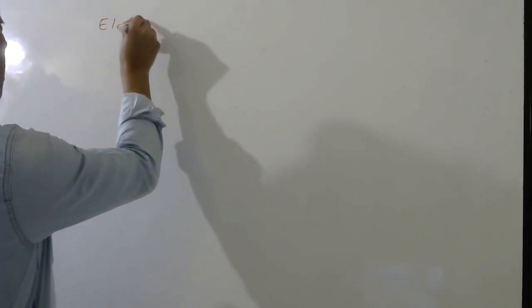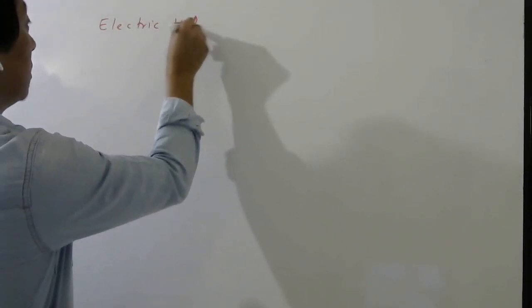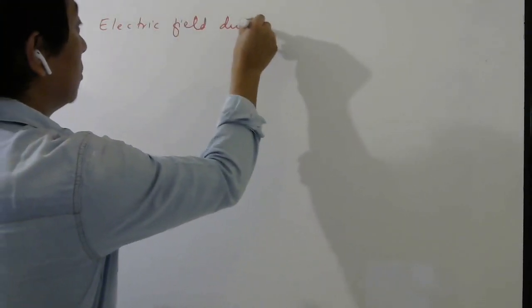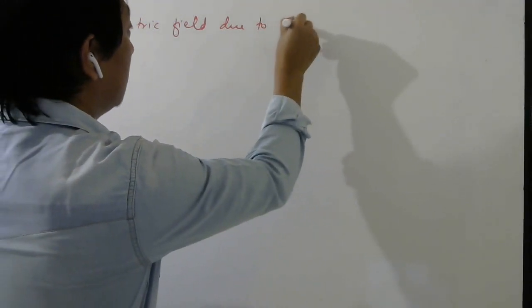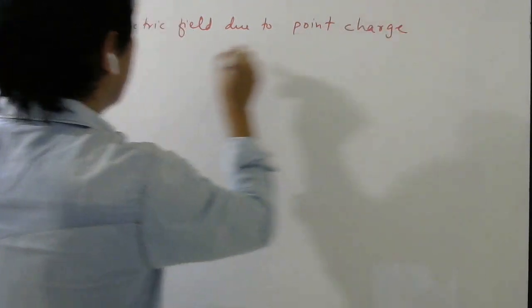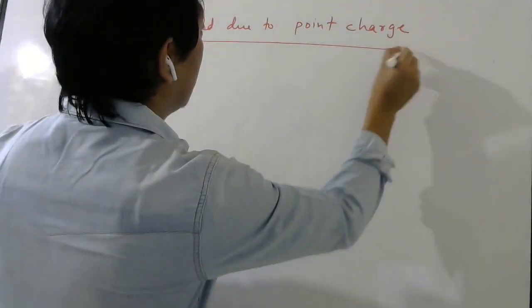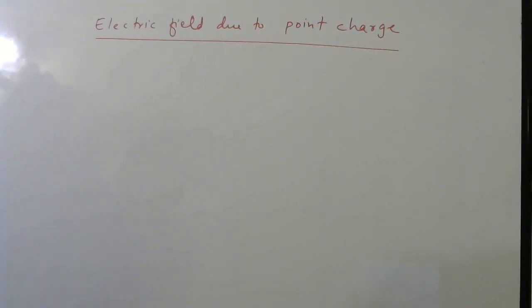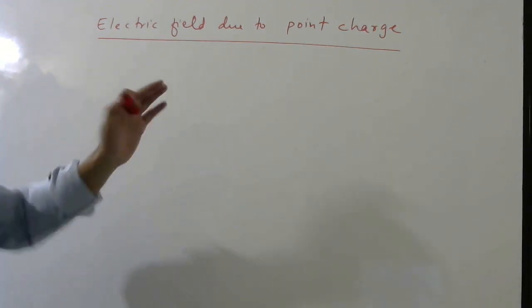So now let us try to do the next topic, which comes for 3 marks in your board exam, and that is electric field due to point charge. I told you electric field is produced by source charge. The source charge can be any kind of charge, but let us start with point charge.